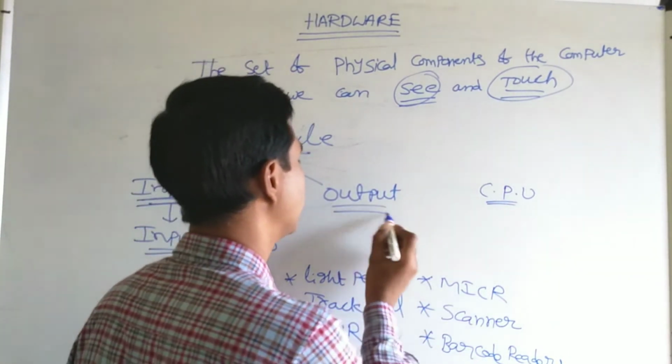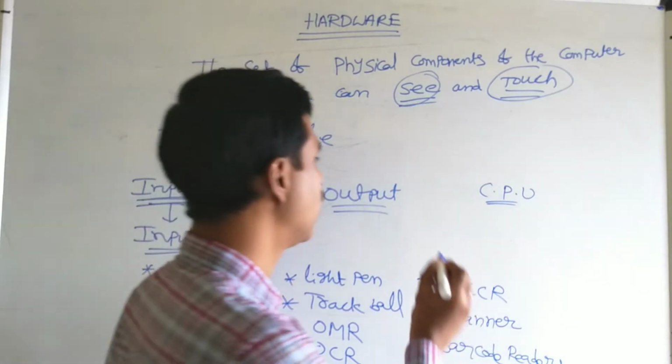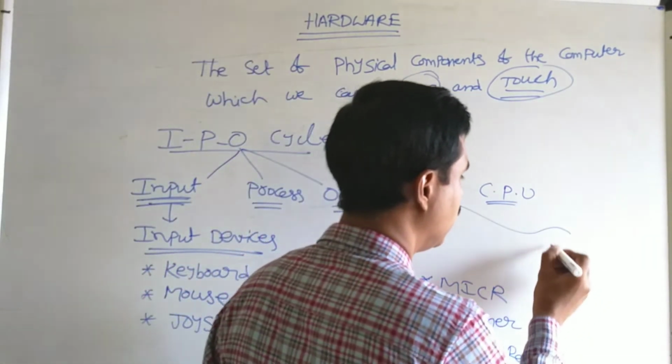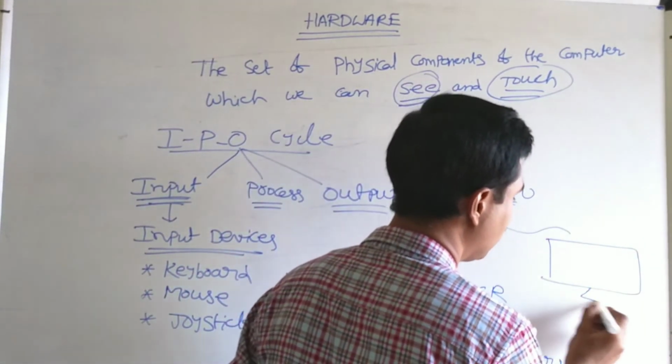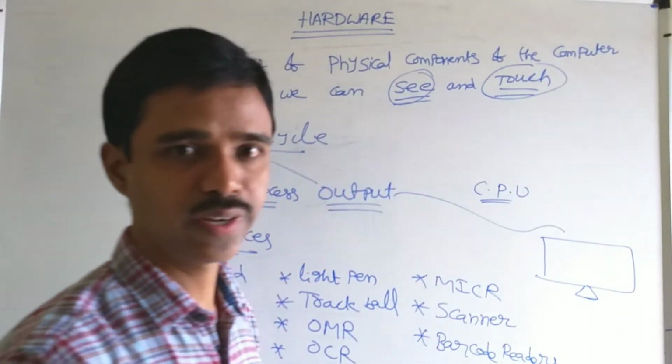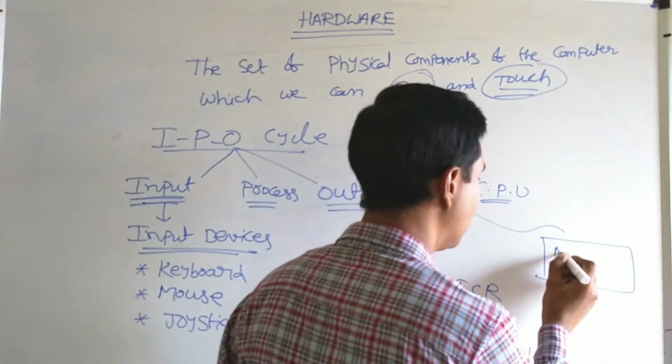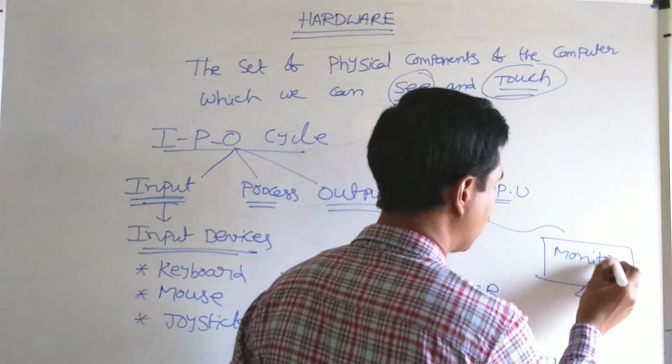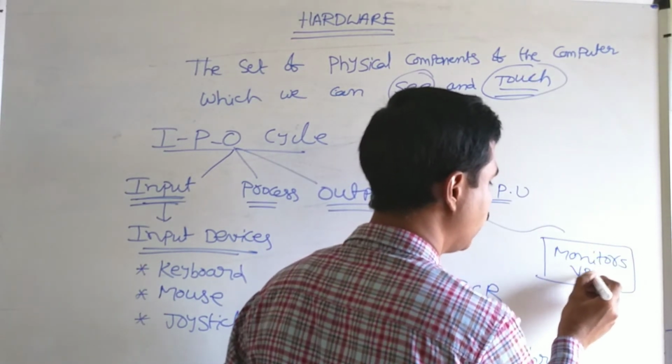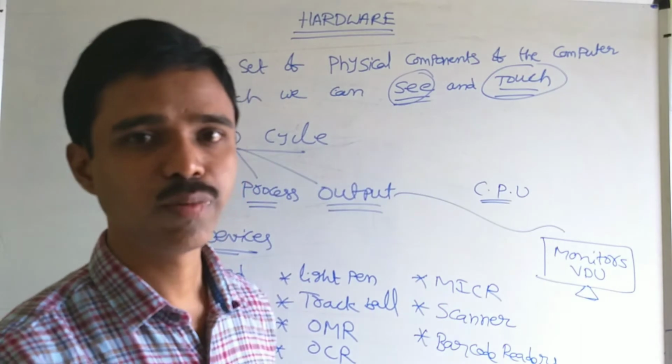Coming to the output, how to display the output on the screen? Generally we are displaying the final results on the output screen called a monitor. So the monitor is also an output device. Monitor is also called VDU. VDU means visual display unit.